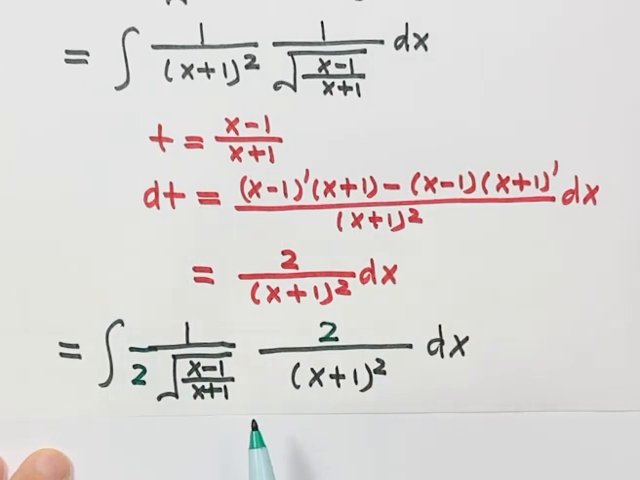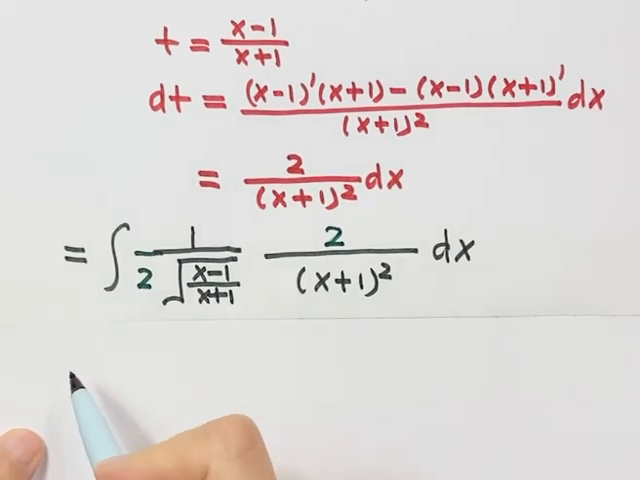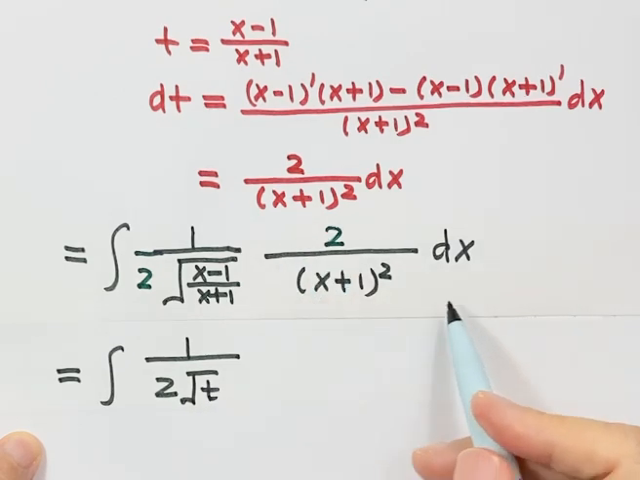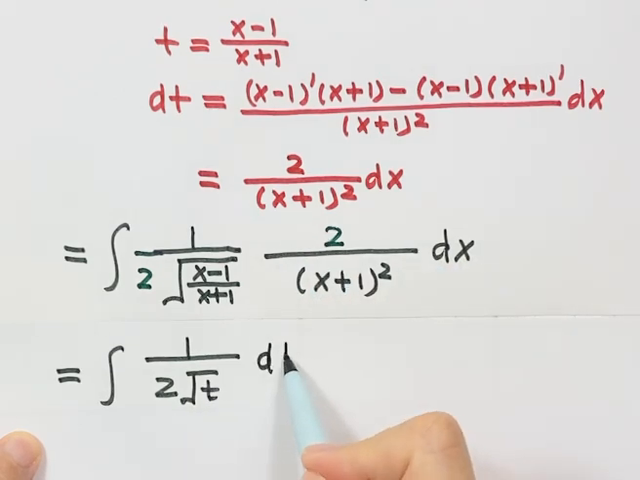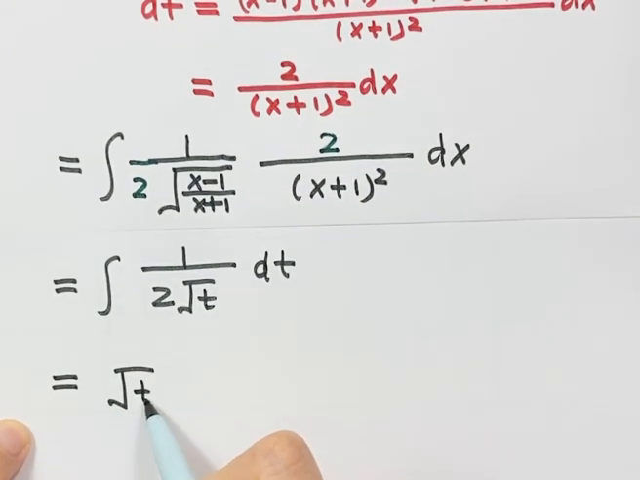So now we can do the substitution. So under the square root, that is a t. Okay, so let's do the substitution. Use a t to replace all the x. So then the first part, that's a 1/2 square root t. Then this part, just dt. And here, so this integral just square root t plus constant c.